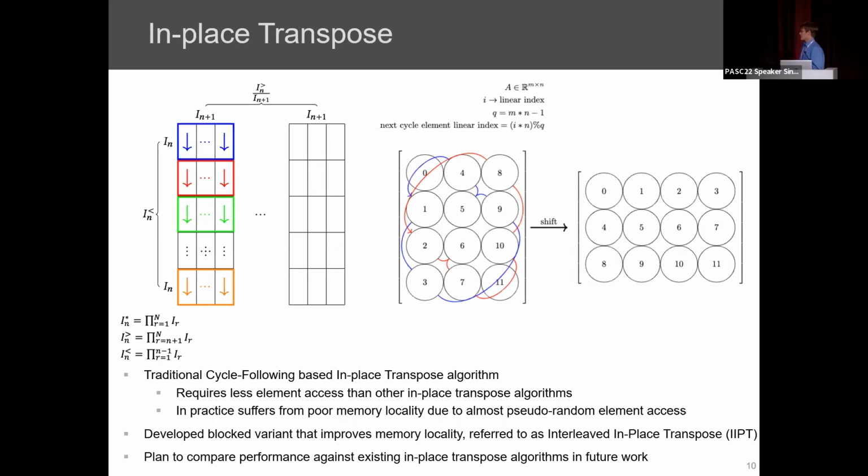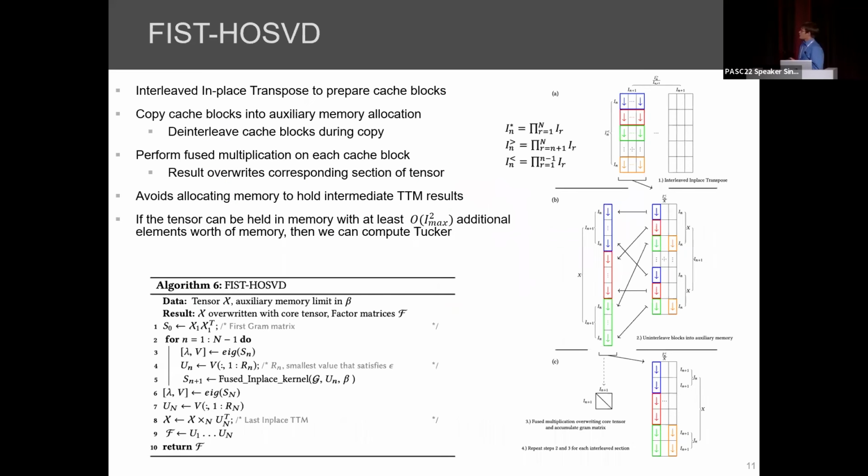And we plan to explore this improved in-place transpose algorithm in future work, which we refer to as the interleaved in-place transpose algorithm, or IIPT for short. So bringing all of these operations together, we will show how we can quickly compute Tucker in place. So first, we are going to do an interleaved in-place transpose to prepare the cache blocks. And from here to here.